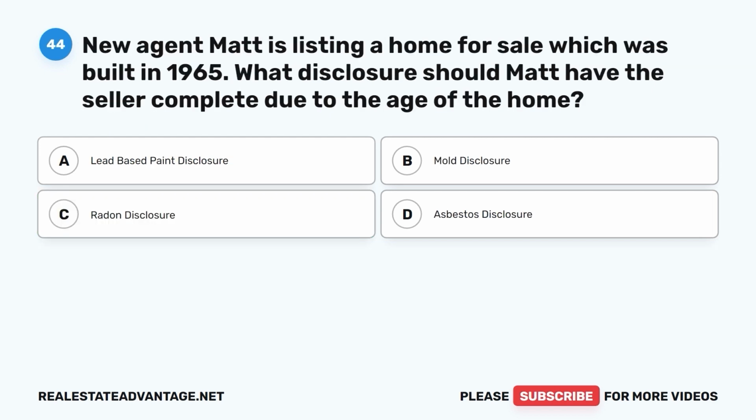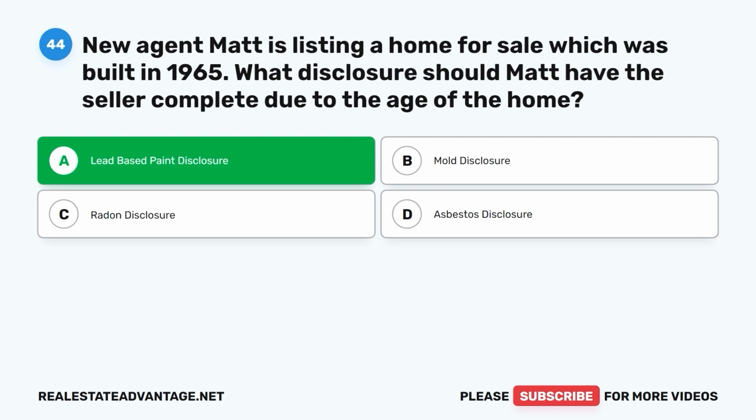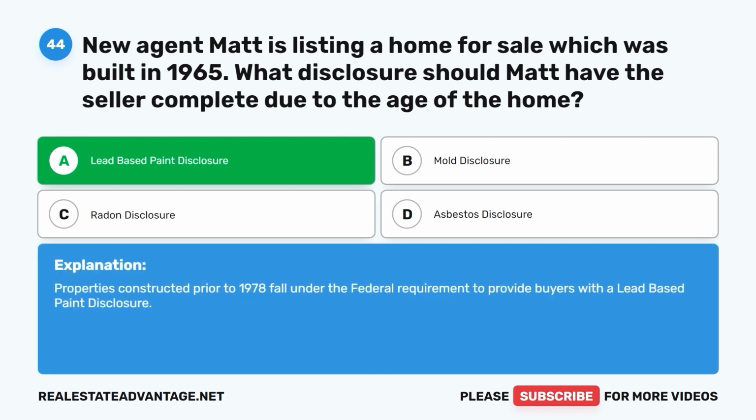Question 44. New agent Matt is listing a home for sale, which was built in 1965. What disclosure should Matt have the seller complete due to the age of the home? A. Lead-based paint disclosure, B. Mold disclosure, C. Radon disclosure, D. Asbestos disclosure. The correct answer is A. Lead-based paint disclosure. Properties constructed prior to 1978 fall under the federal requirement to provide buyers with a lead-based paint disclosure.